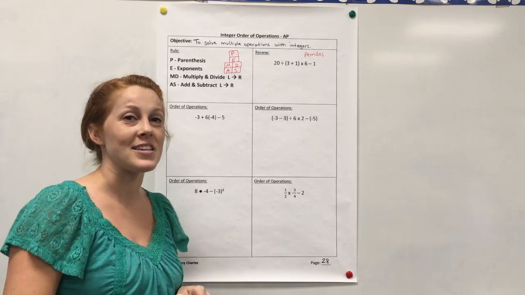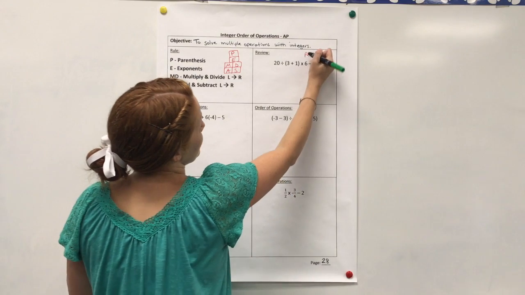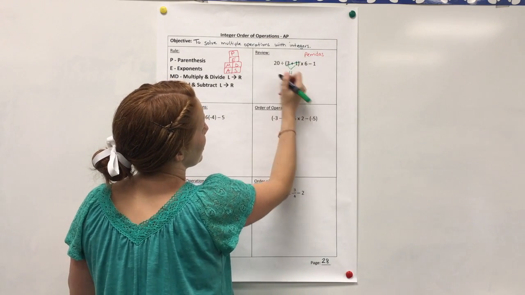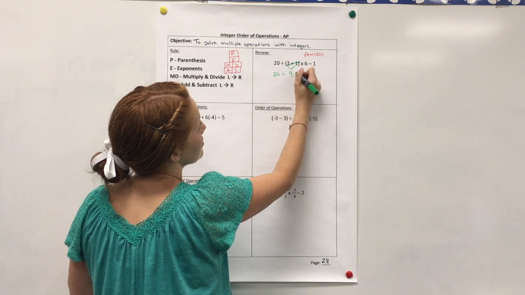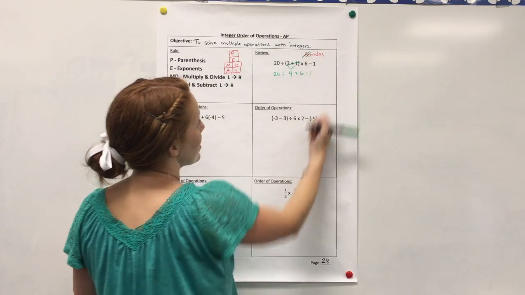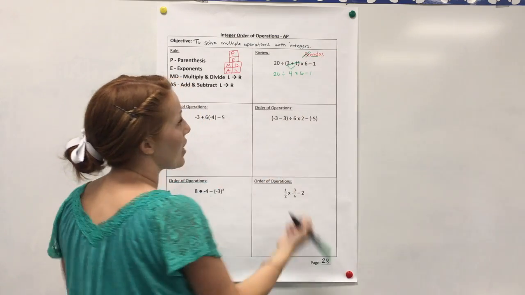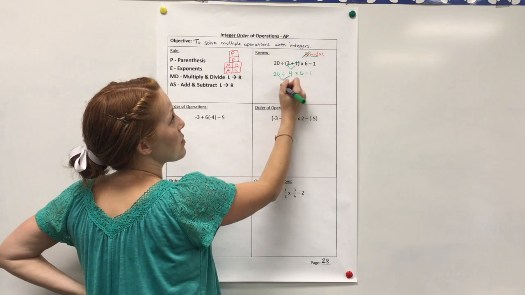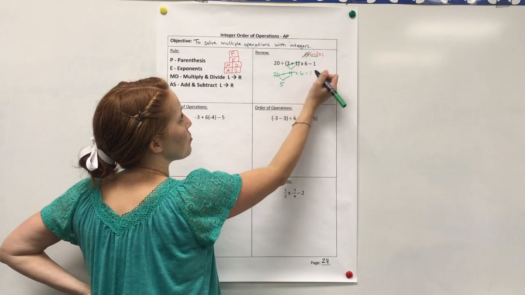All right, let's see what you got. First parentheses, 3 plus 1, that's 4. I bring down everything else. There are no exponents, cross that out. Next I have multiply and divide, left to right. So I'm going to divide first. 20 divided by 4 is 5. Bring down.